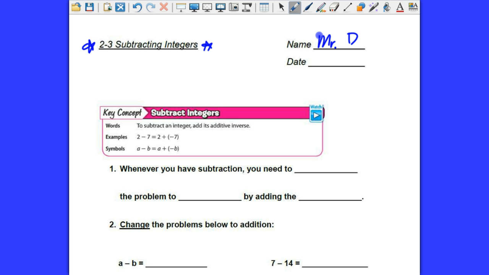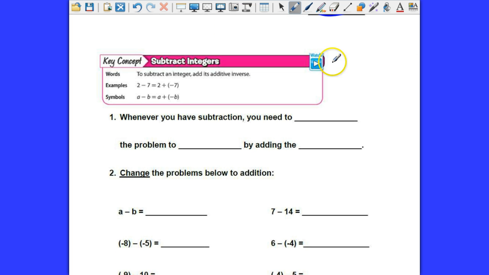If you have not yet written your name on your paper, please do that with your name and the date. Keep those notes dated, please, so that you know where they go in your binder.